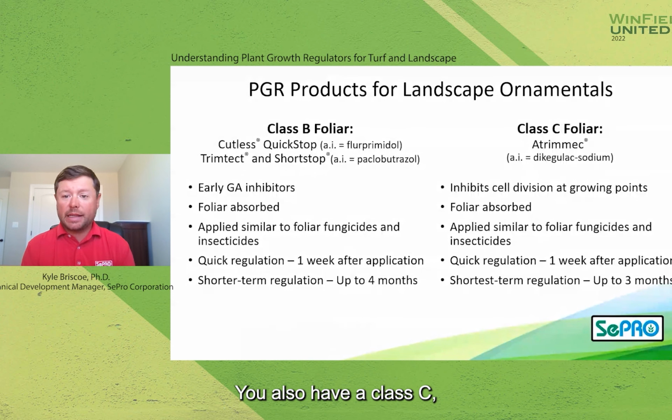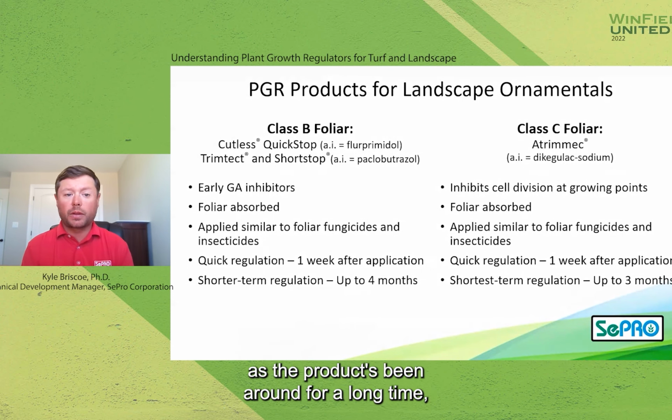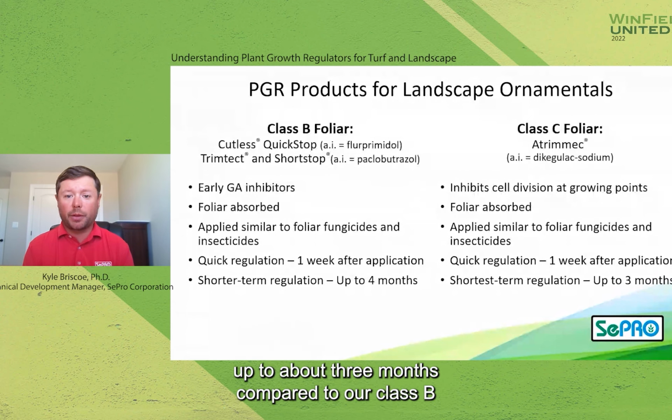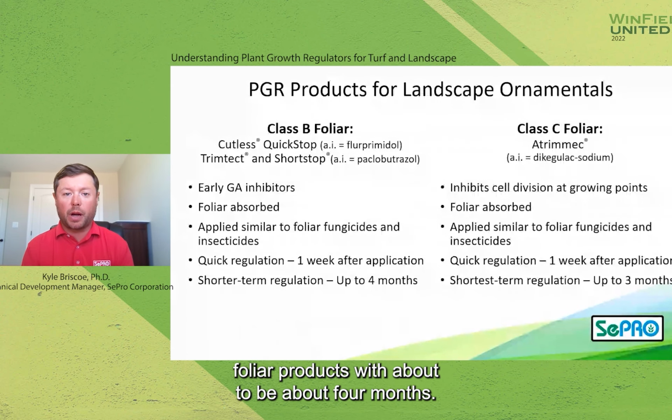You also have a Class C. I mentioned the Class C. Atrimmec is the product that's been around for a long time. It inhibits cell division at the growing points. But again, it's applied similar to Class B foliar. It's foliar absorbed. It's applied similar to fungicides and insecticides. Works fairly quickly. Probably across species has the shortest term regulation, up to about 3 months compared to your Class B foliar products with about 4 months.